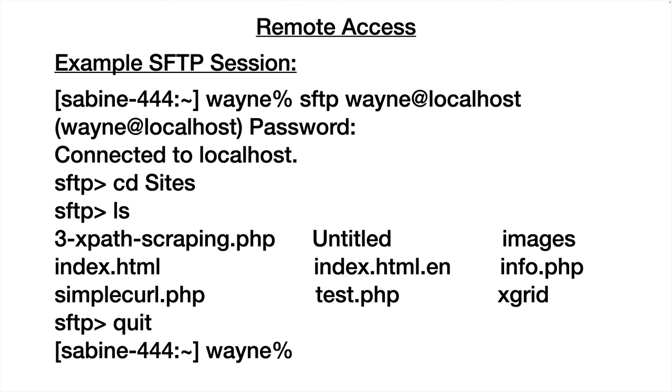I typed my password correctly, so it tells me I'm connected to localhost and gives me an SFTP prompt. I CD'd down into my sites directory, and then I issued an ls command, which is the Unix way to list the files in the current directory. And I got these 9 files, and then I was done, so I typed quit, and it exited my SFTP client and gave me my prompt back. So that's just kind of what an FTP or SFTP session is going to look like.